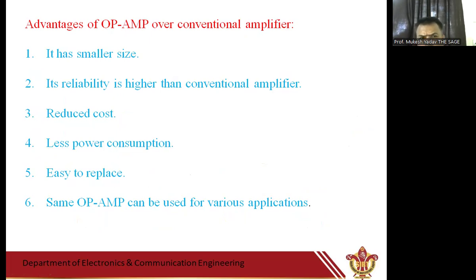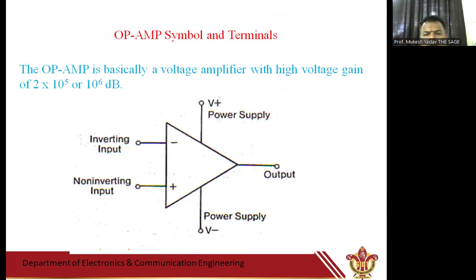Advantages of the operational amplifier are many, such as smaller size, reduced cost, less power consumption, easy to replace, and it has high gain. This is the symbol of the operational amplifier, which produces a high gain of 2 into 10 to the power 5, or 10 to the power 6 decibel.